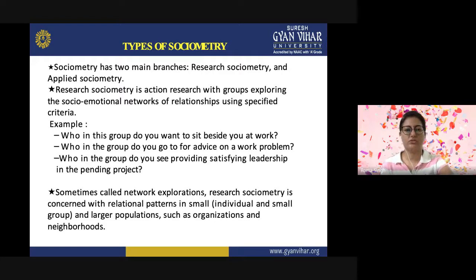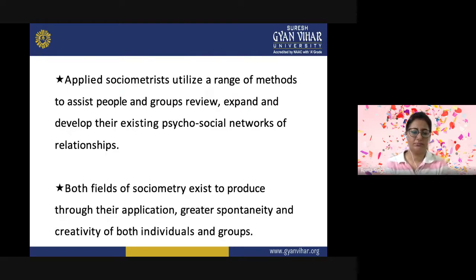So research sociometry is concerned with relational patterns in small groups, whether it is an individual and a small group, and larger populations such as any kind of organization or neighborhoods. So it is concerned basically with charting out the attractions and repulsions among the members of the group, and any kind of subgroups can also be checked. Applied sociometrists, on the other hand, utilize a range of methods to assist people and groups review, expand, and develop their existing psychosocial networks of relationships.